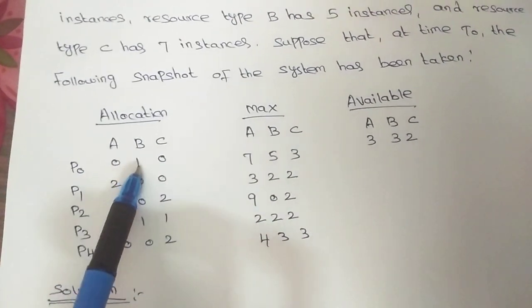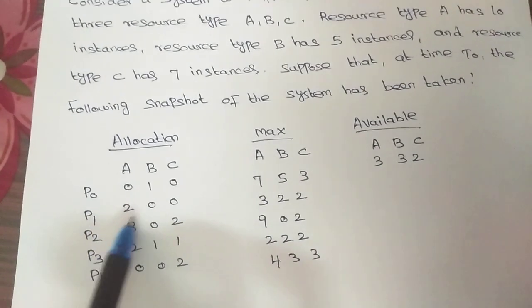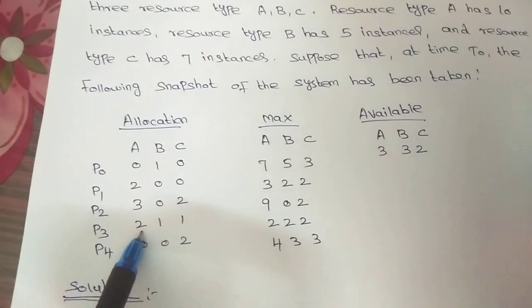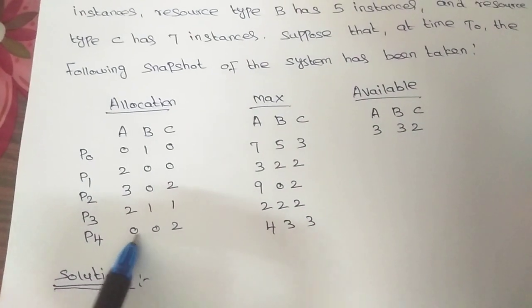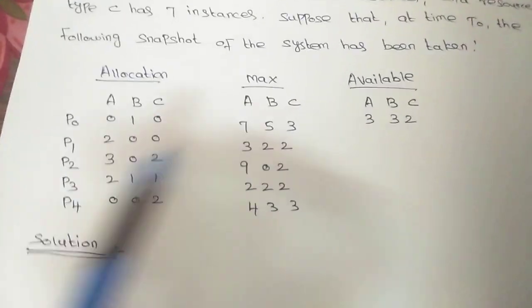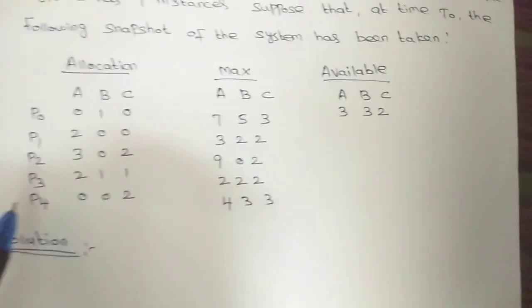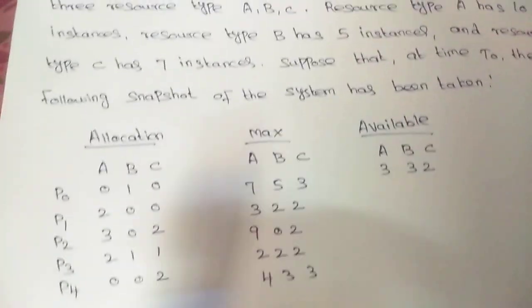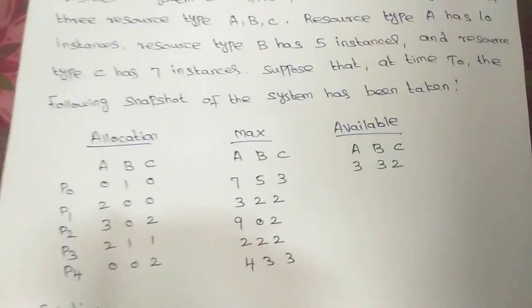P0 allocation is 0, 1, 0; P1 allocation is 2, 0, 0; P2 allocation is 3, 0, 2; P3 allocation is 2, 1, 1; and P4 allocation is 0, 0, 2. The maximum for P0 is 7, 5, 3; P1 is 3, 2, 2; P2 is 9, 0, 2; P3 is 2, 2, 2; and P4 is 4, 3, 3. Available is 3, 3, 2. This is the problem that is given.